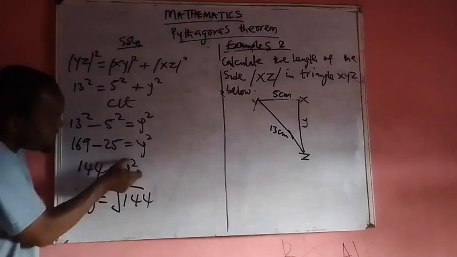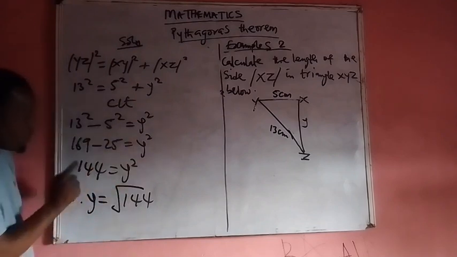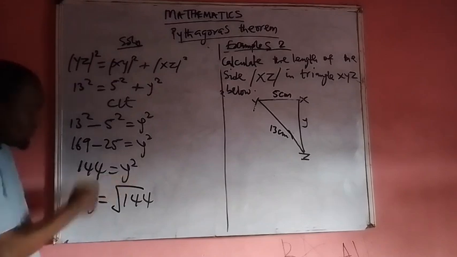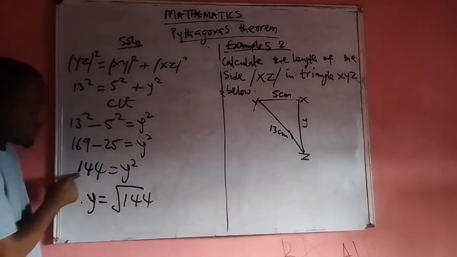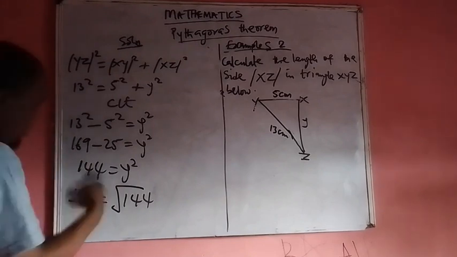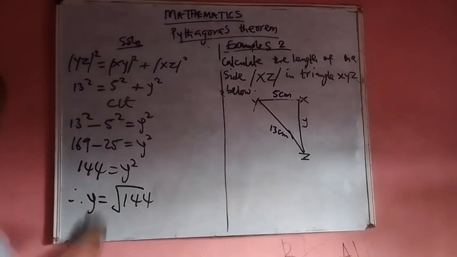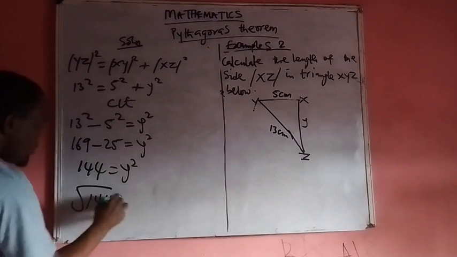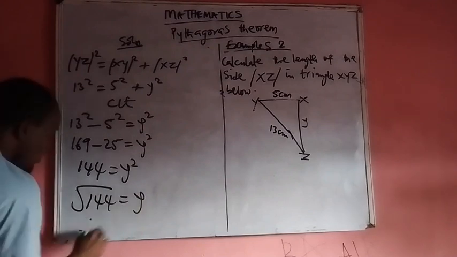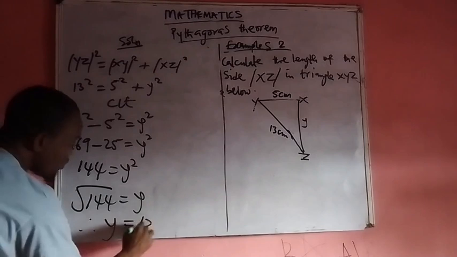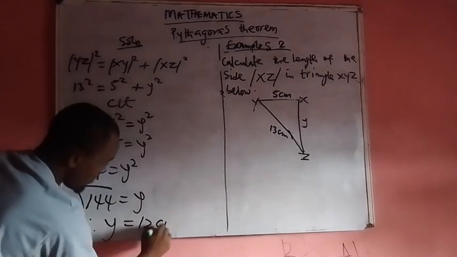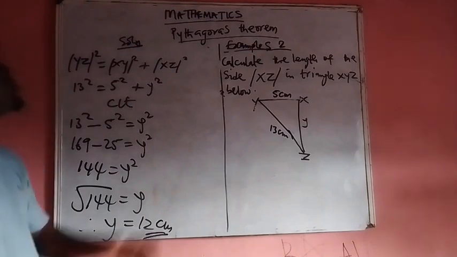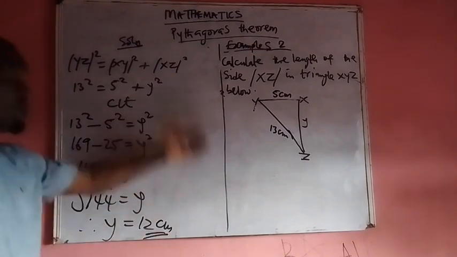Look at what we did. When a square crosses equal, it becomes the square root of everything at the side. Or we can continue like this: you can say the square root of 144 is equal to y. Therefore, what's the square root of 144? It gives us 12. Our unit here was centimeter. So that is the simple way of using the Pythagoras theorem in solving questions like this.